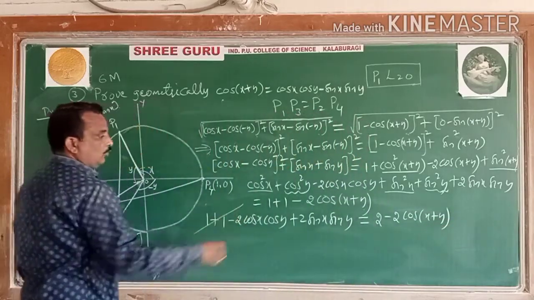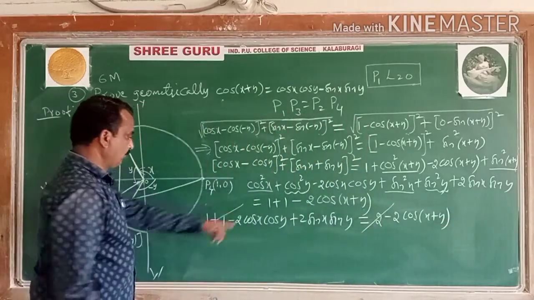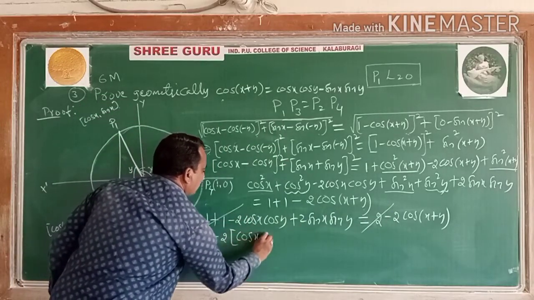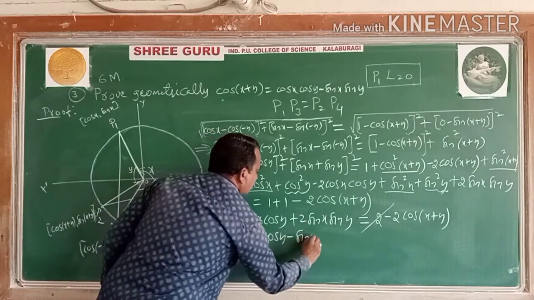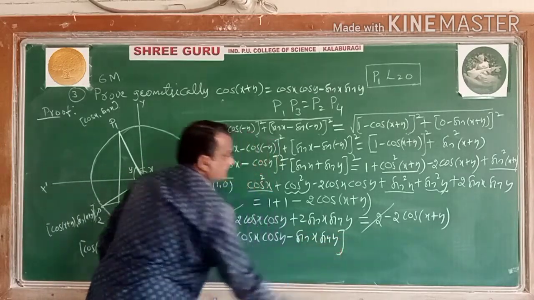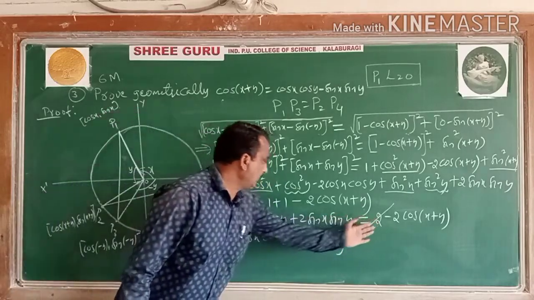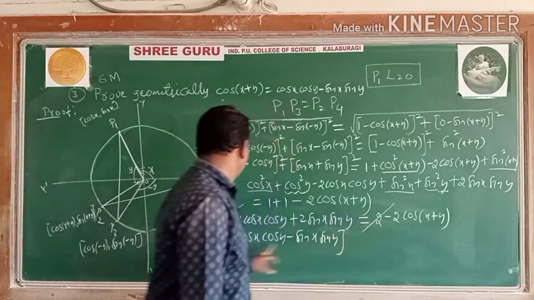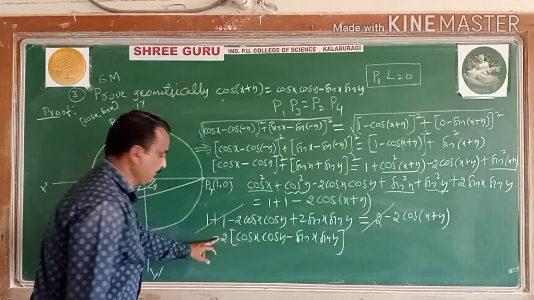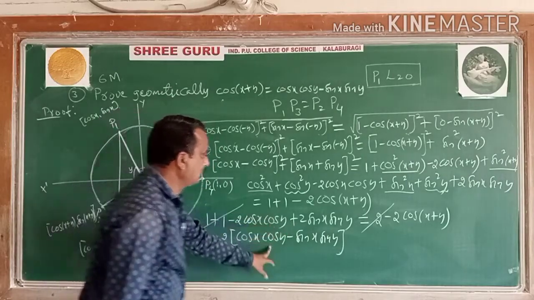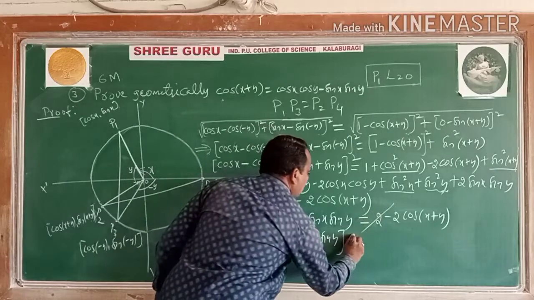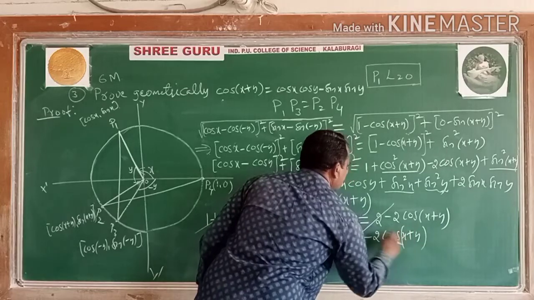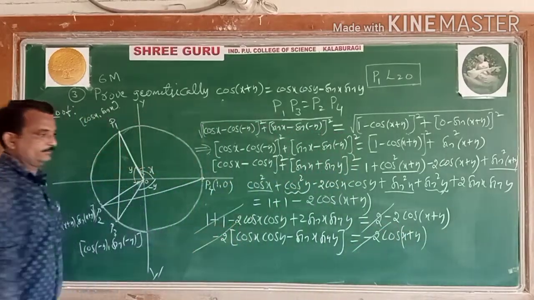See this, 1 plus 1, 2, and 2 get cancelled. So what remains here? Here I will take minus 2 common in the remaining term: cos x cos y minus sin x sin y. What I have done here? This 2 and this 2 get cancelled. Minus 2 taken common here. What remains? Cos x cos y minus sin x sin y. On the right side, what remains? Minus 2 cos of (x plus y). This minus 2 gets cancelled.